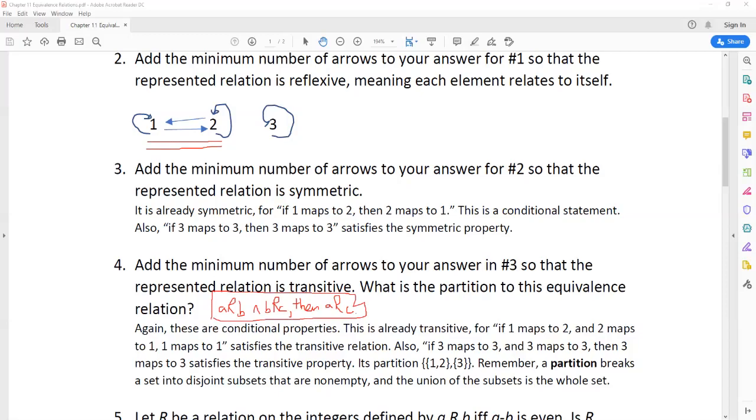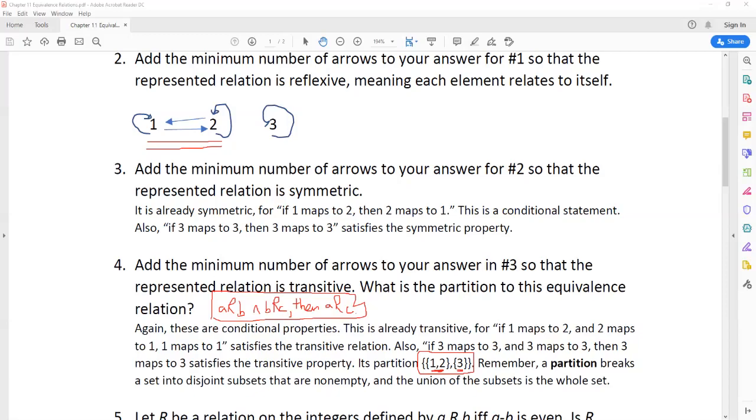Let's talk about the partition. What is the partition to this equivalence relation? Well, the condition would be the set that contains subsets that tell us what's going on between the elements. And since 1 maps to 2 and 2 maps to 1, remember in sets, order does not matter. And I generally write my sets with the smallest element first. So this lets me know that 1 and 2 are working together, or mapping to one another. And this set here that contains only 3 tells me that 3 only maps to itself.